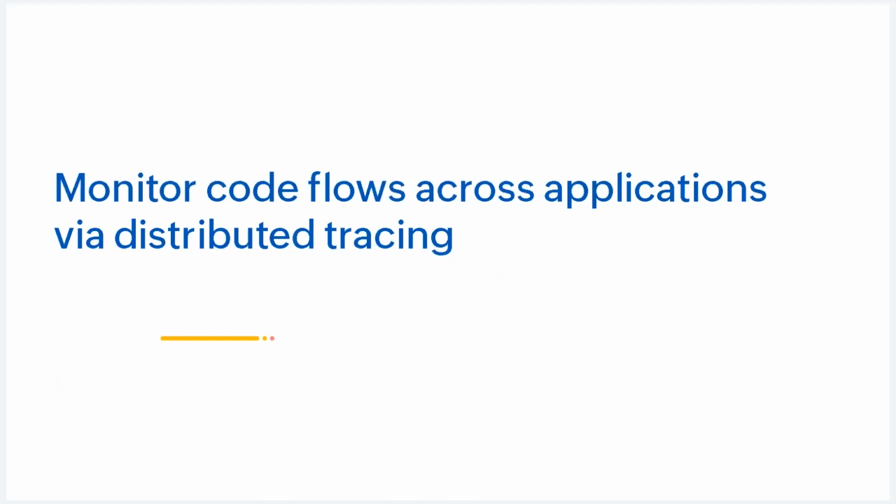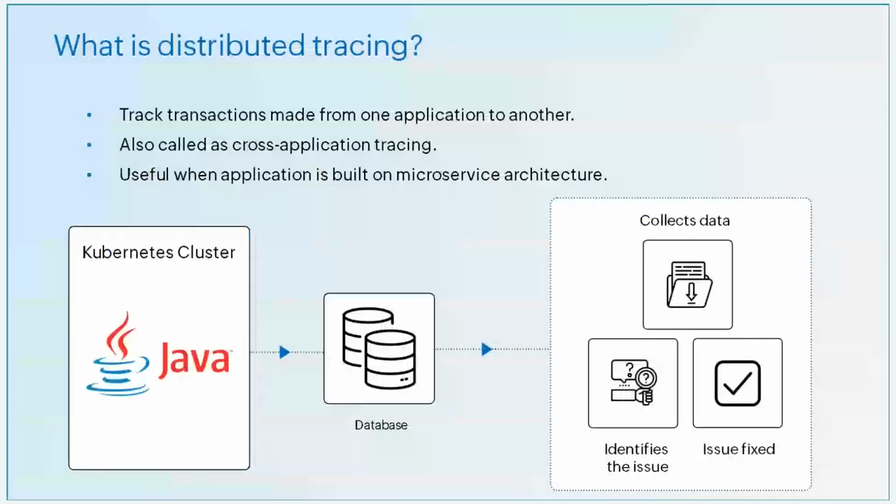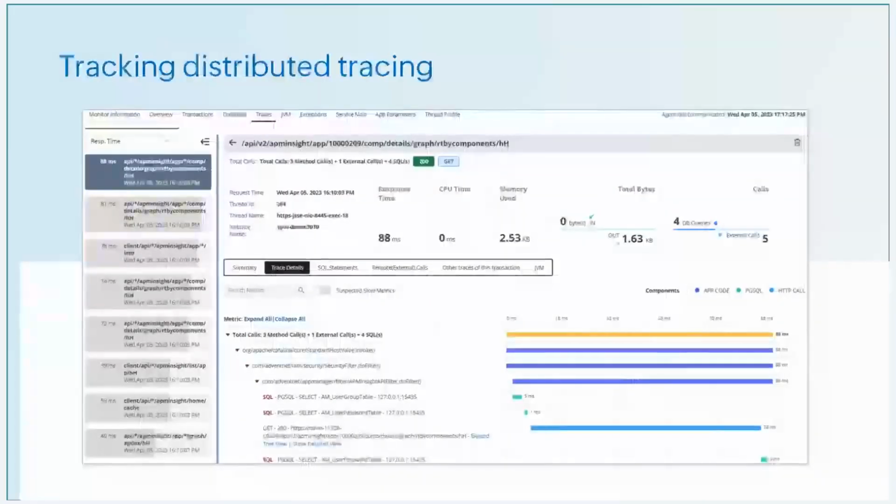Moving on to monitor the code flows across applications via distributed tracing. In a microservice architecture, it is necessary to monitor the transactions made between two or more applications or services. With the distributed tracing feature, you can track the transactions made between two or more applications. Let's understand how the tracking is done in distributed tracing.